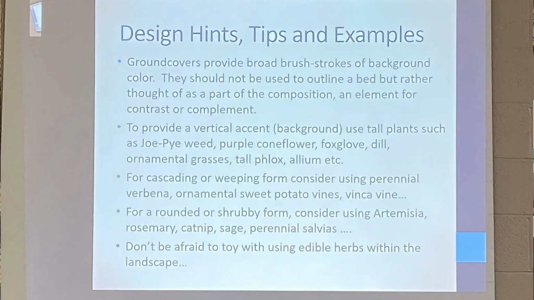To provide a vertical accent background, use tall plants such as Joe Pye weed, purple coneflower, foxglove, dill, ornamental grasses, tall phlox, allium, etc. For cascading or weeping form, consider using perennial verbena, ornamental sweet potato vines, vinca vine. For a round or shrubby form, consider using artemisia, rosemary, catnip, lepidium, sage, perennial salvias.